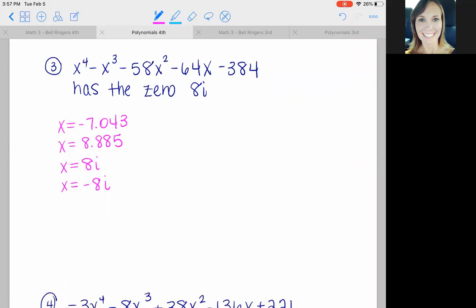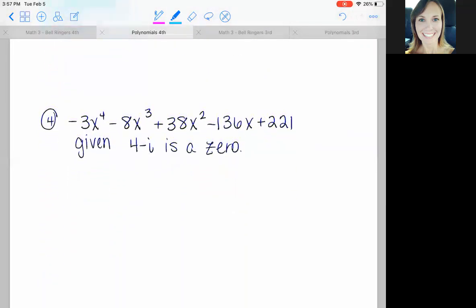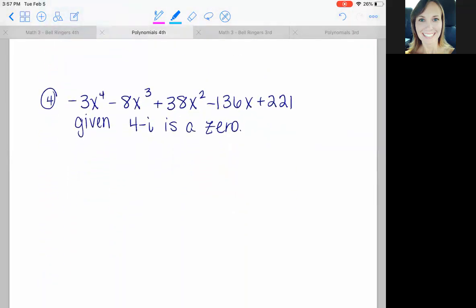So you can find the first 2 with Desmos, and then the last 2, one is given to you and the other one you should be able to pick out just because it is the complex conjugate and they have to have both zeros. So imaginary zeros come in pairs. So these are my solutions. For time purposes, we are not going to factor. So then if I go up to number 4, that's all we're going to do for number 3.